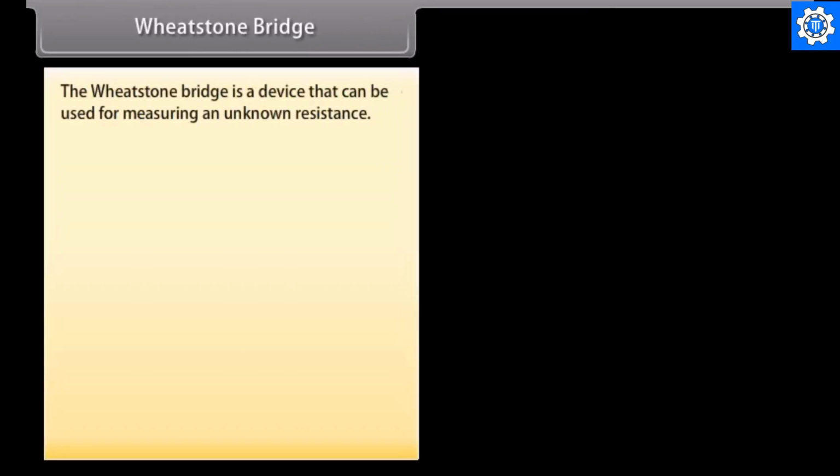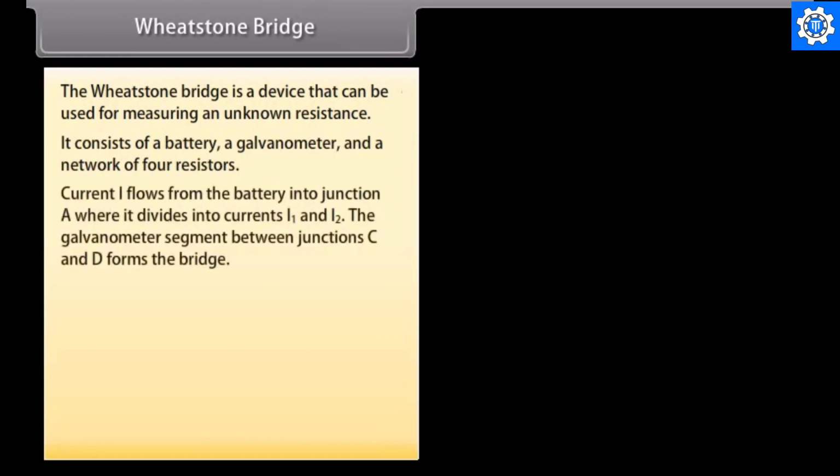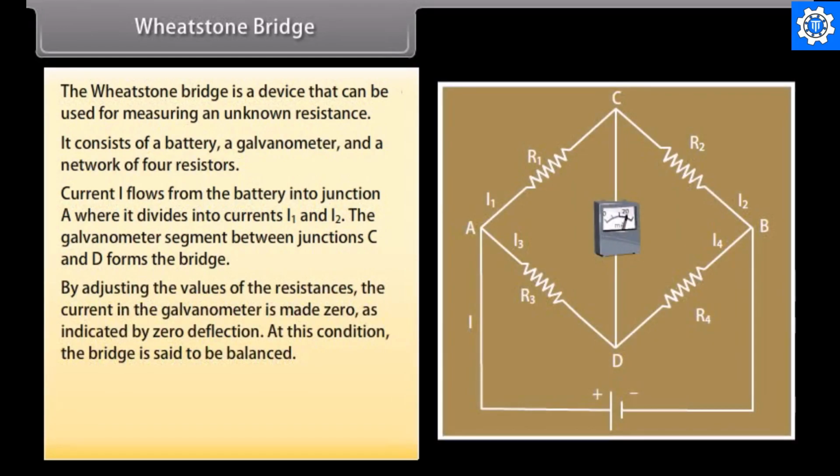Wheatstone bridge. The Wheatstone bridge is a device that can be used for measuring an unknown resistance. It consists of a battery, a galvanometer, and a network of 4 resistors. Current I flows from the battery into junction A, where it divides into currents I1 and I2. The galvanometer segment between junctions C and D forms the bridge. By adjusting the values of the resistances, the current in the galvanometer is made zero, as indicated by zero deflection.